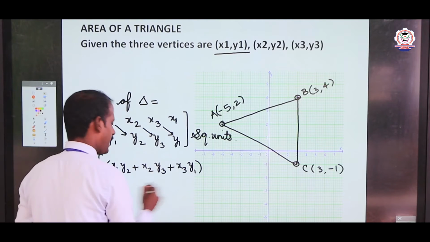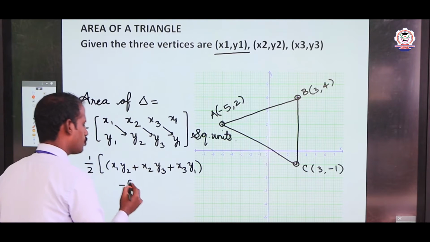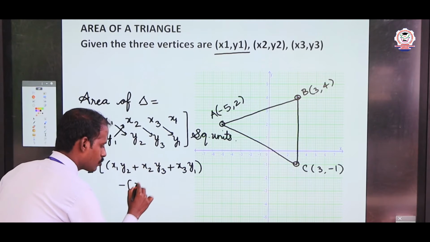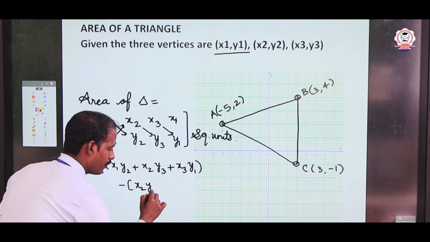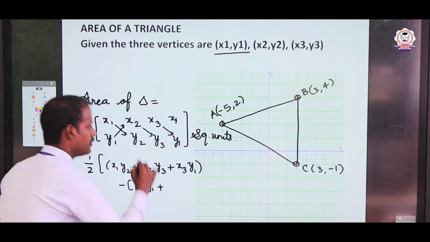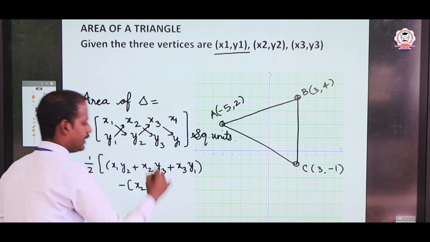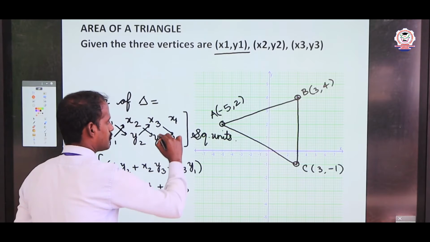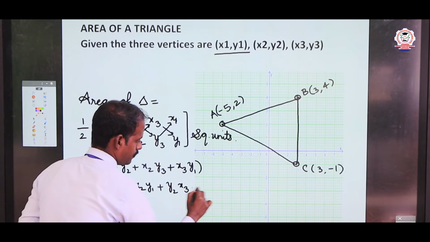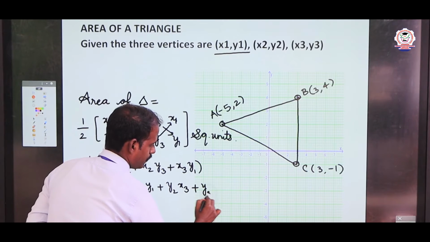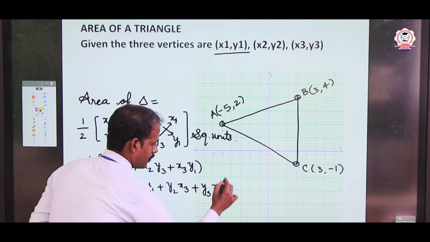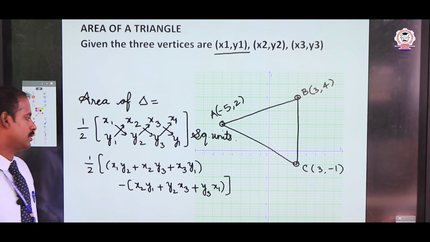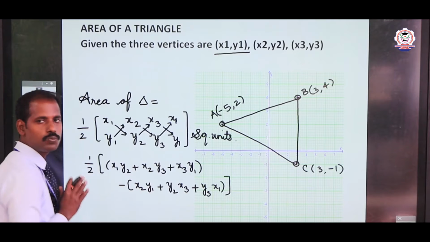Next we subtract downwards to upwards. So here y1 x2, that is x2 y1, plus y2 x3, next y3 x1. Square units. This is the second concept. Then we get one number.